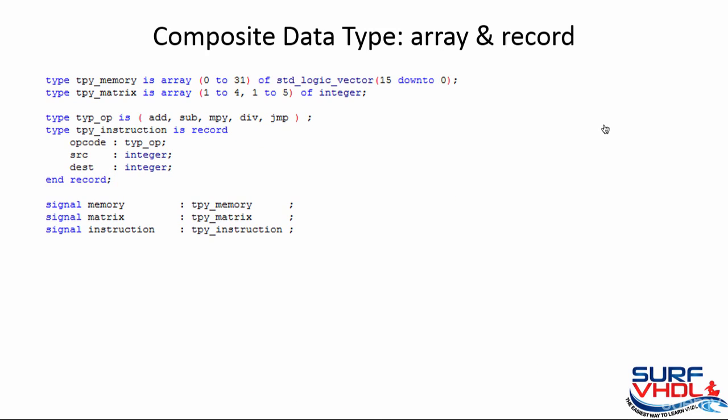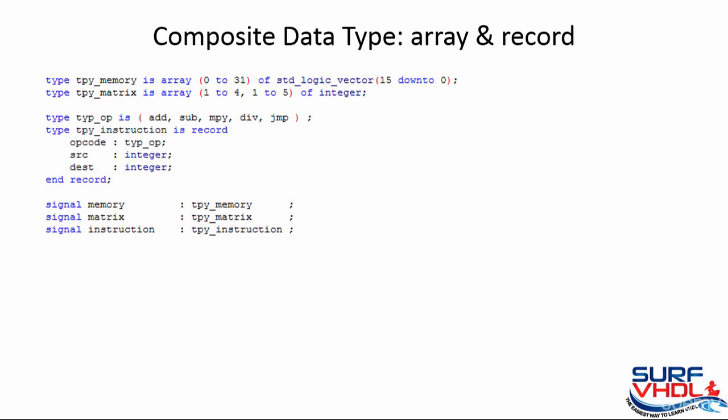An example of composite type is the following. The first row is a declaration of an array. An array in VHDL is an indexed collection of elements, all of the same type. This collection is a single object itself. Each element of the array can be accessed by one or more indices, depending on the array dimension.